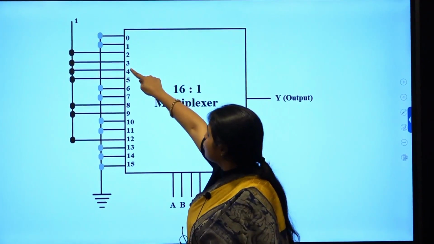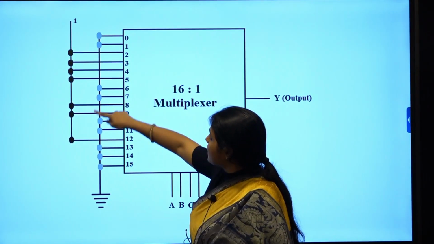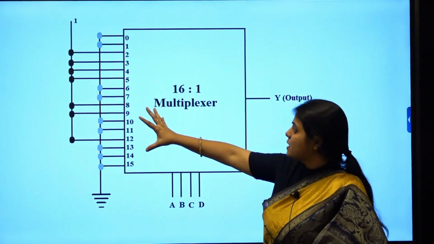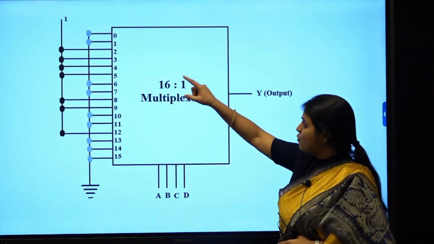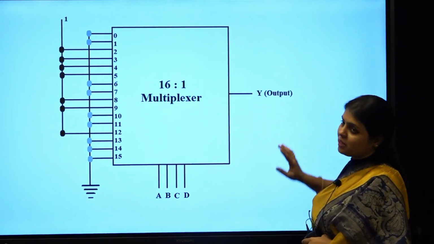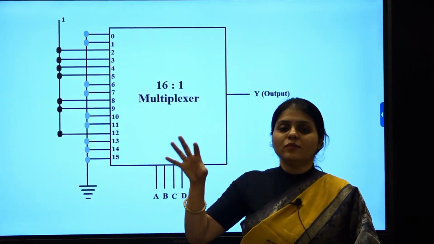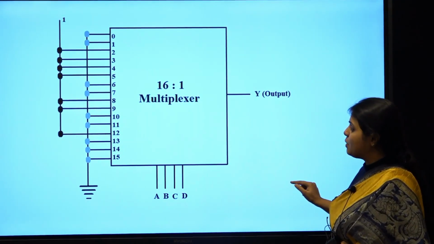Okay, so 2, 3, 4, 5, 8, 9, 12 are connected to logic 1 and the remaining inputs are grounded. So these are the selected inputs. Based on the combination of select lines, one of these selected inputs which are connected to logic 1 will appear at the output. Okay, so this is about the 16:1 multiplexer.